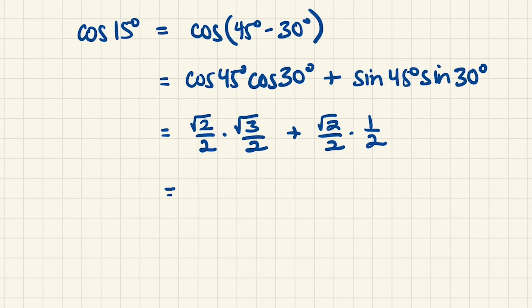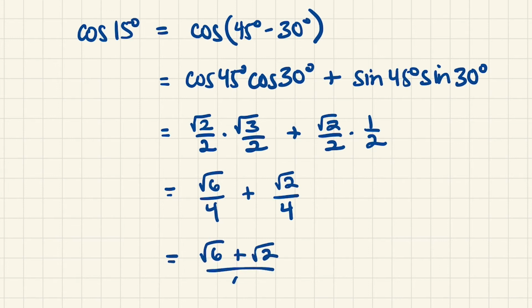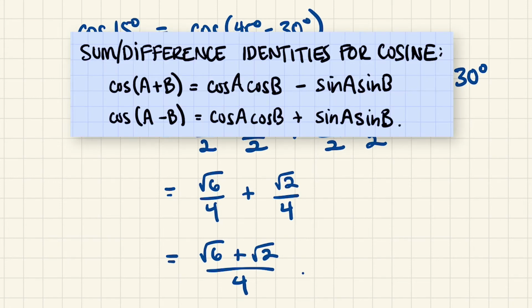So what we get is rad 2 times rad 3, that's rad 6, all over 4. Plus rad 2 times 1 is rad 2, all over 4. And we have a common denominator, so we can just say this is rad 6 plus rad 2 over 4. And that is the exact value of cosine of 15 degrees. And we got it using the sum and difference identity for cosine.